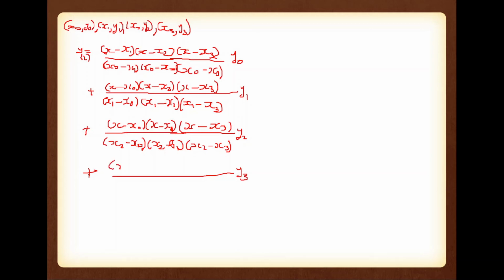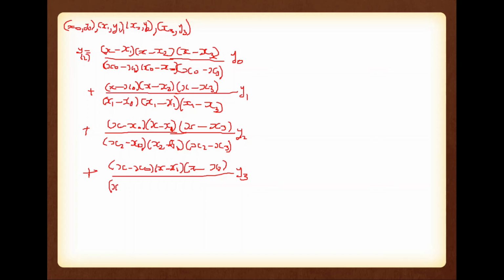So x minus x0 into x minus x1 into x minus x2. Okay. So please note, in the numerator we have x0, x1, x2; x3 is missing because x3 corresponds to y3. Now what about the denominator? x is replaced with x3.